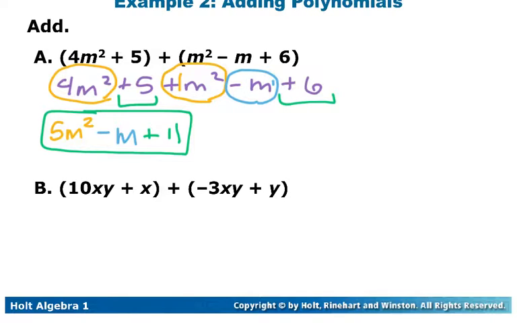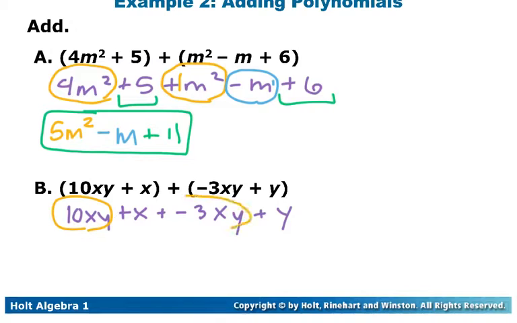Same thing happens in the next one. Again, you don't have to take into account these parentheses until you have a subtraction between the two pieces that are grouped. And so if we put them together, let's see, the highest power is this combo. So we have 10xy and -3xy to become 7xy.